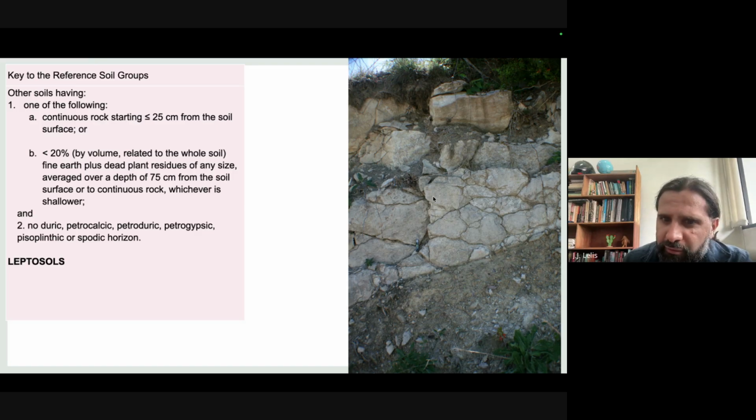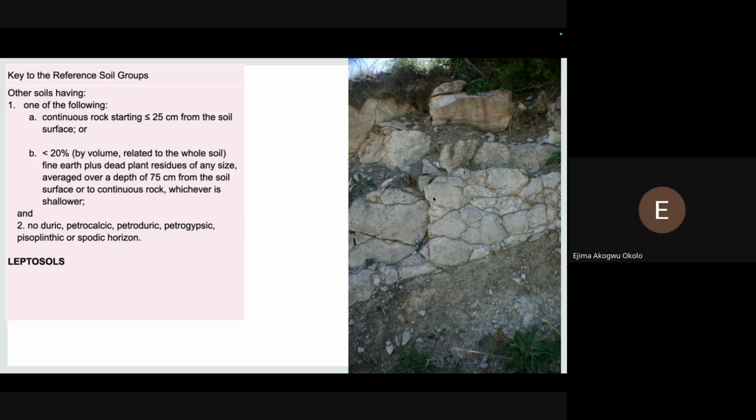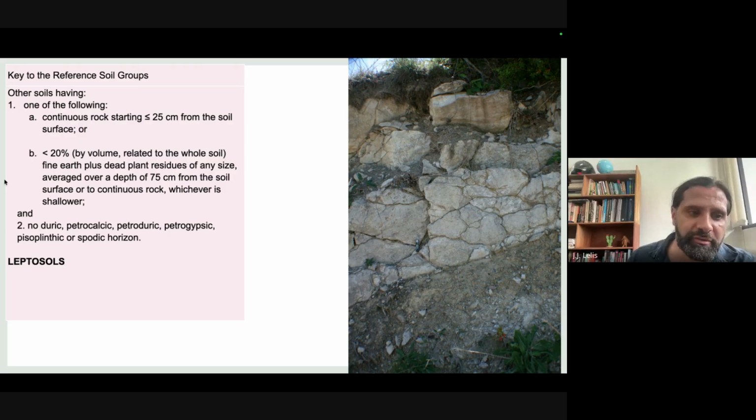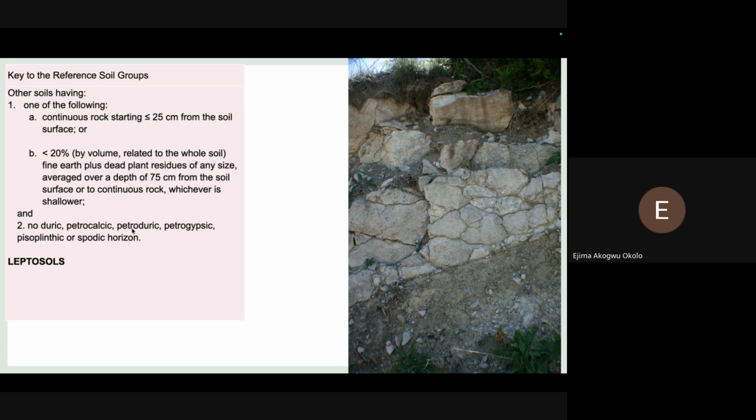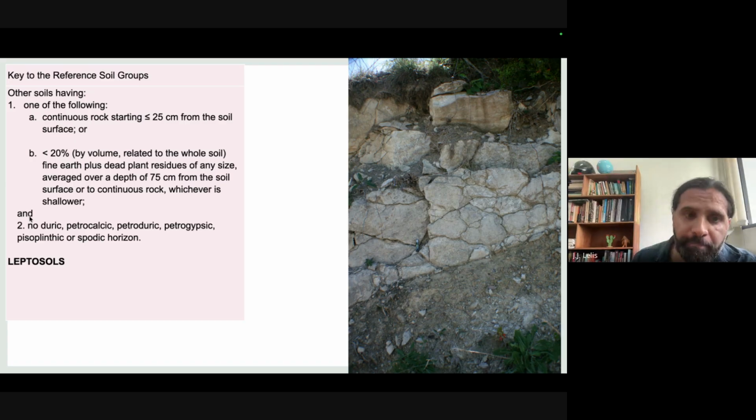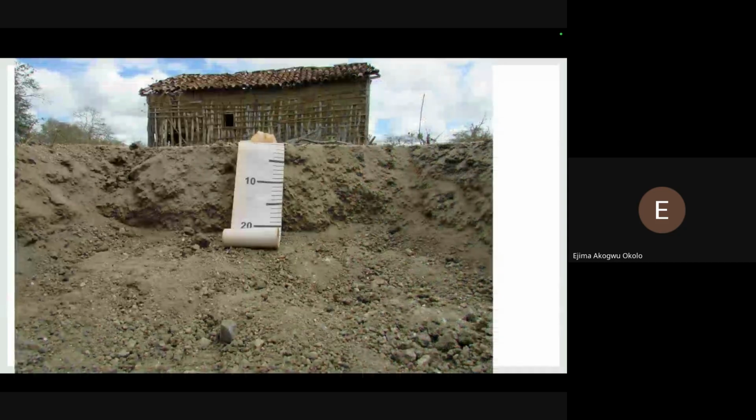Okay? Is it clear now? Okay, yeah. I was just trying to say that when you say other soils having one of the following... Yes, you are trying to say they need to fit number one and letter A or B and definitely number two, to avoid classifying them as this. Mhm. Okay, so this will also help to classify the ferralsols. I think so, yeah. Okay, thank you.